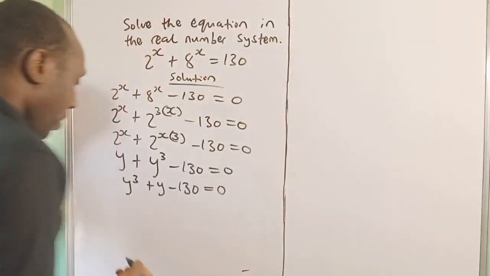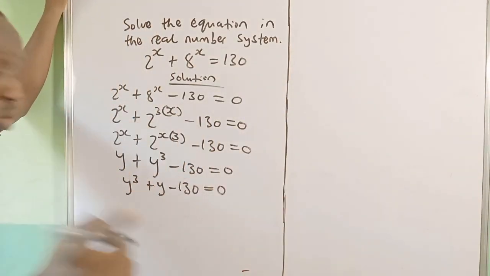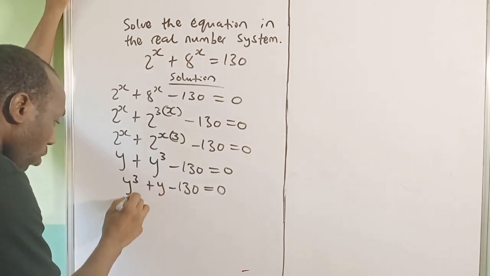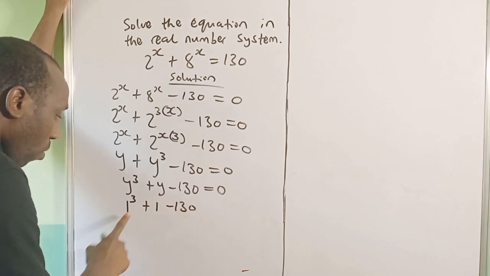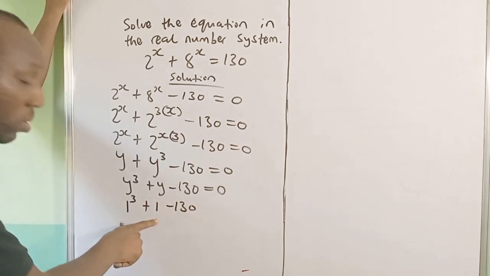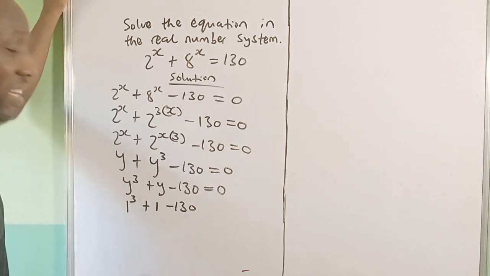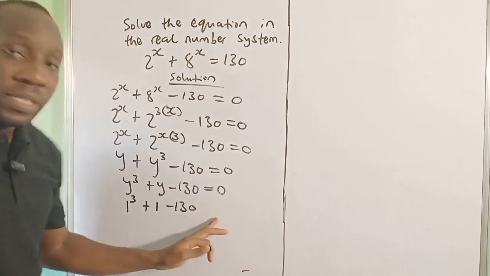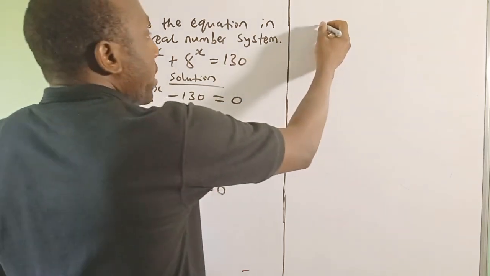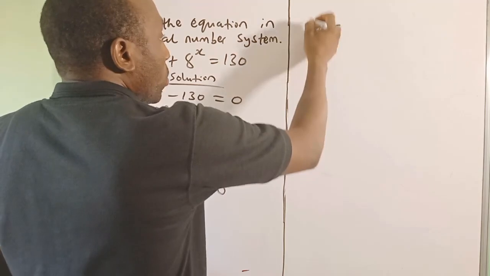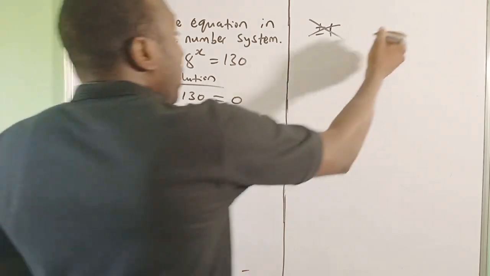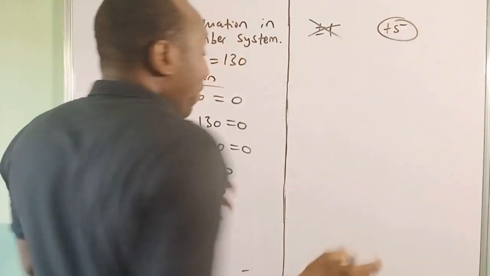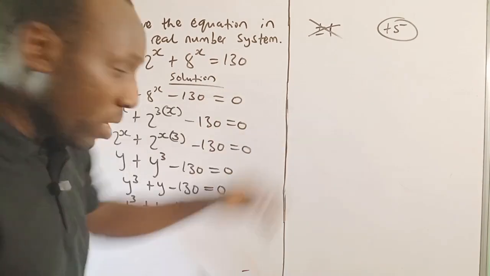So let's plug in plus 1 into this equation. That will be 1 cubed plus 1 minus 130. 1 cubed is 1. 1 plus 1 is what? 2. 2 minus 130 clearly is not going to give us 0. So 1 is not a factor. We'll strike that out. Even minus 1 is not a factor. In order not to waste time, let's test for plus 5. I've done this before and plus 5 is a factor, but let's just test for it.